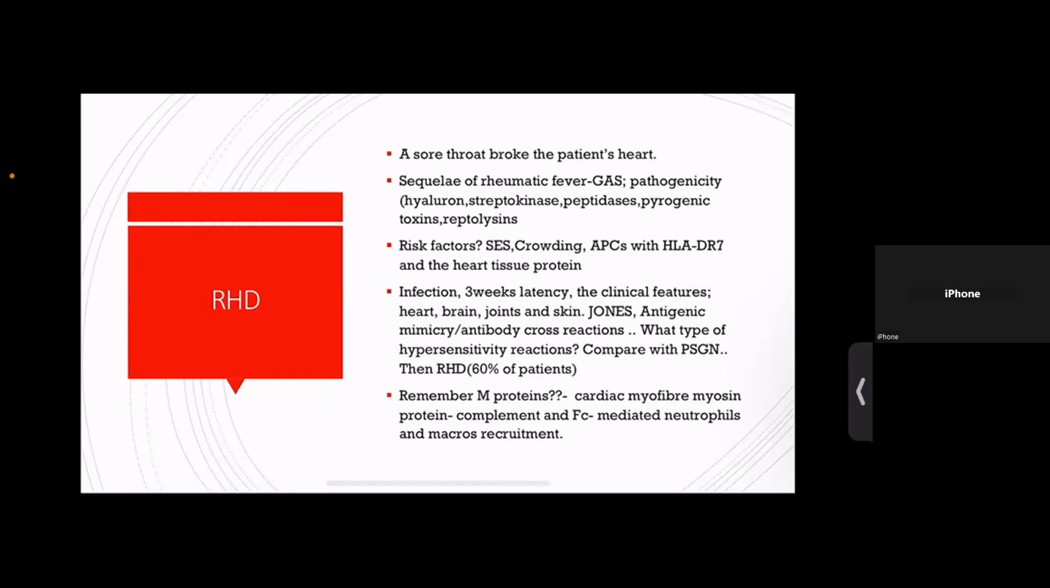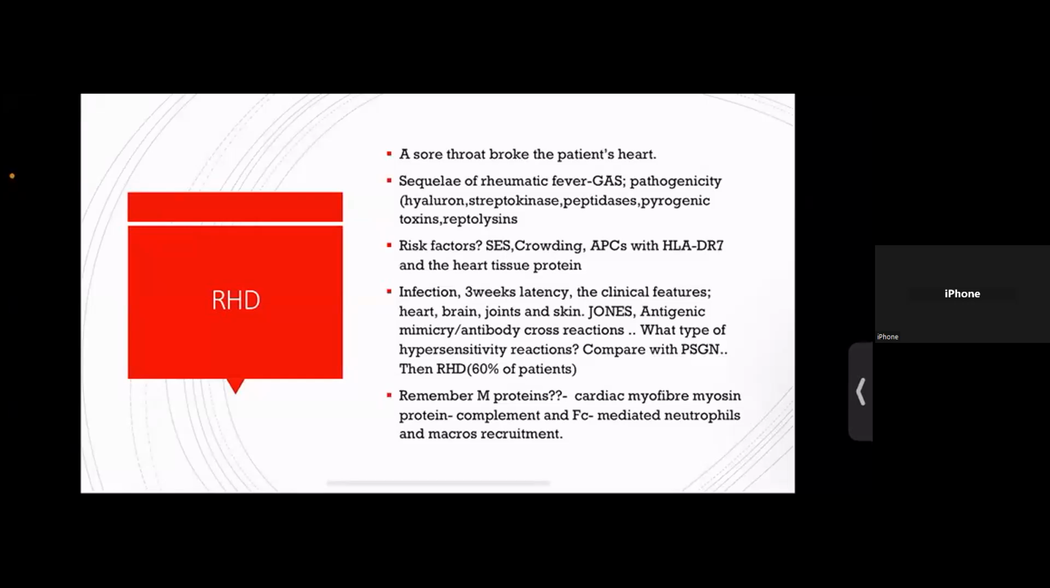If you remember, it is if your APCs, your antigen presenting cells, your dendritic cells, your macrophages, your plasma B cells, are bearing the HLA DR7 on their cell membrane. And then again, if your heart tissue protein is bound, you have increased risk of developing rheumatic heart disease. So not everyone who gets rheumatic fever will end up getting rheumatic heart disease. So again, I want you to ask yourself whether you remember the M proteins, the cardiac myofiber myosin protein, and what happens. Just remind yourself the pathophysiology again.